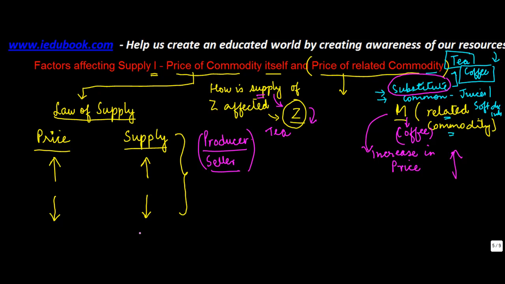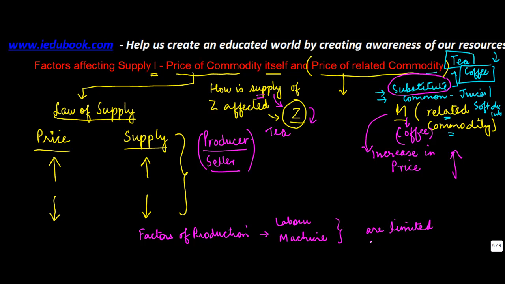Now in economics you must have understood that the factors of production, namely labor, machine, etc., are limited, right? So we have limited means of production or factors of production. What is the end objective of the producer or the seller? The end objective of the producer or the seller is to maximize profit.